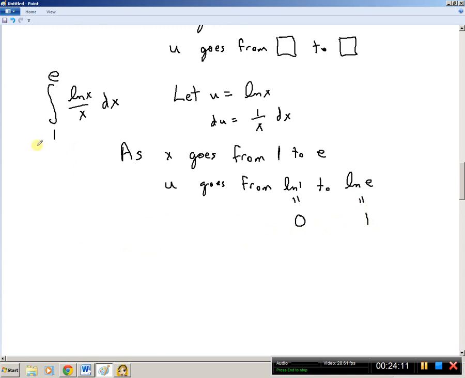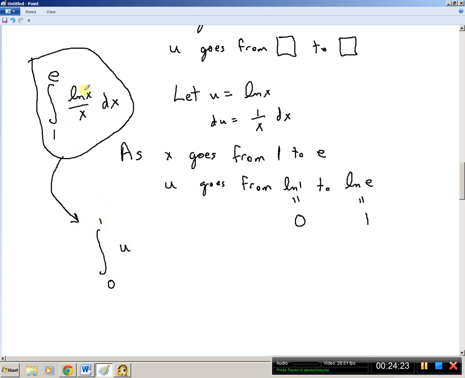So this integral right here translates into the integral from 0 to 1 of u, that's log of x, and then the rest of it, du, is exactly du. U du. So we can find the antiderivative of that, that's 1/2 u squared, and we evaluate that between u equals 0 and u equals 1.